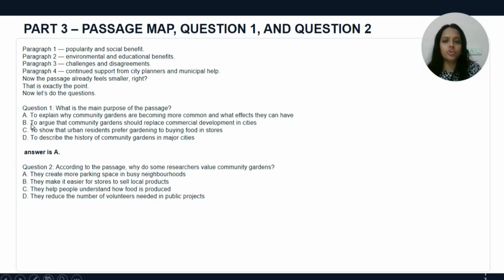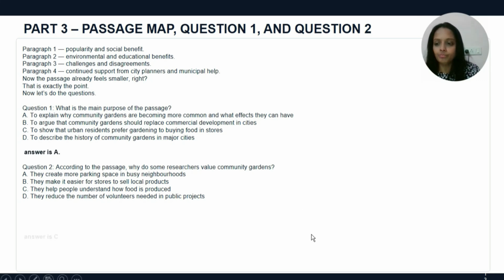Option B is too strong, but the passage does not argue the garden should replace commercial development. Option C is not at all supported. Option D is wrong because the passage is not mainly about history. Option A is the right answer.